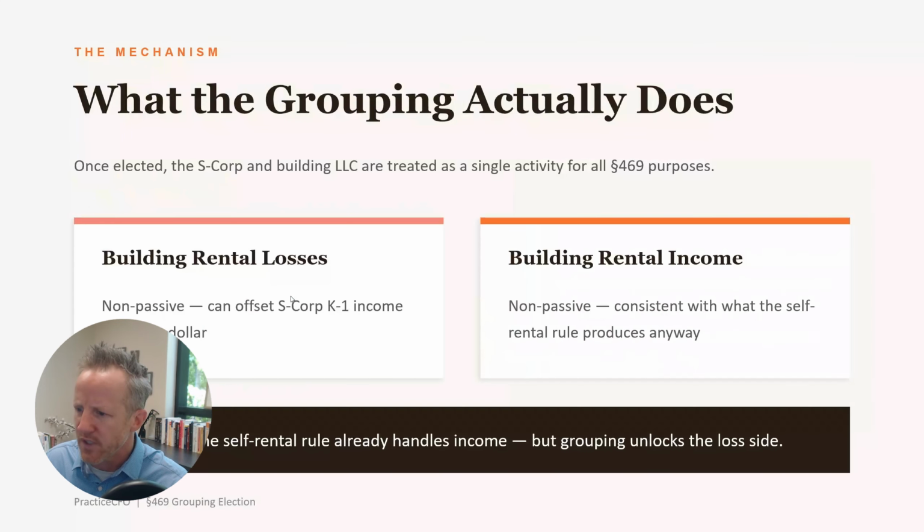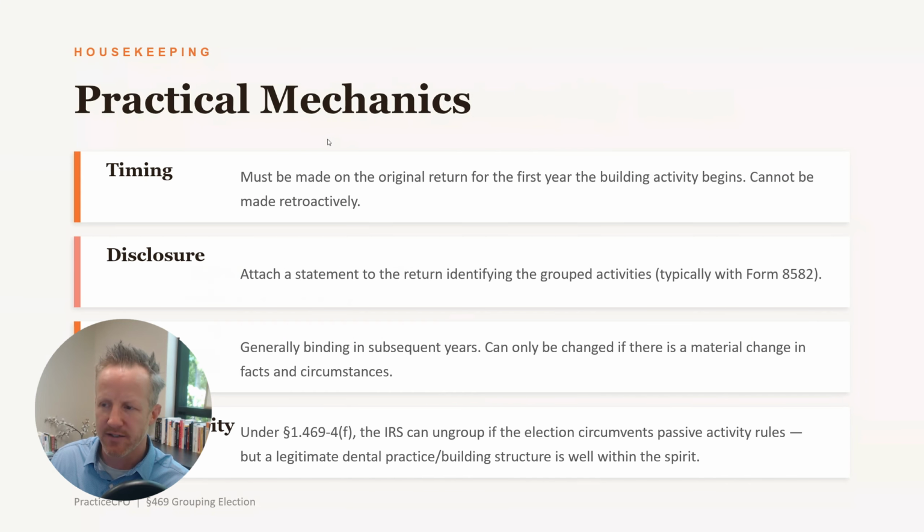Okay, so let's come down to the practical mechanics of applying this: timing, disclosure, binding, and IRS authority. Let's talk about timing, when to do the grouping. I mentioned, and I'm going through my slide here, so there's a little bit of repeat, but this is a complicated subject, so maybe a little bit of repeat is good. Timing: you must make that election on the original return for the first year the building activity begins, i.e., the first year that you bought it.